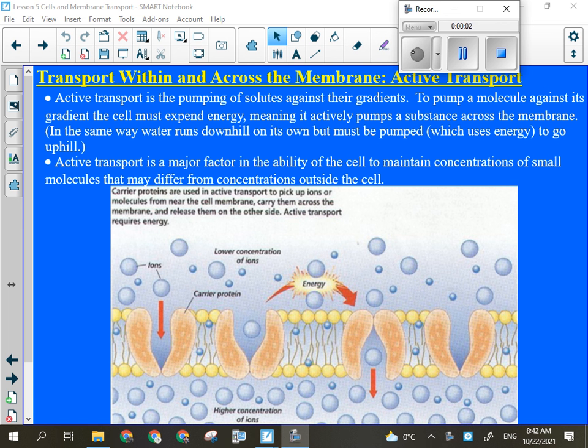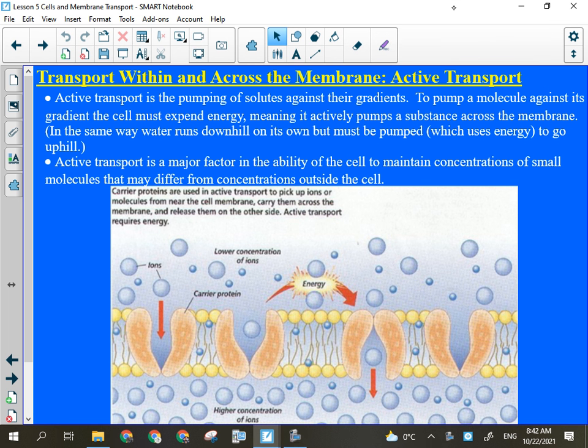Okay, so yesterday we talked about all the parts of the cell, what they do, and then we talked about cell transport. Now, we only talked about what I call the big three. Okay, the big three methods of cellular transport are diffusion, osmosis, and active transport. Because those are the ones that the cell uses most often.